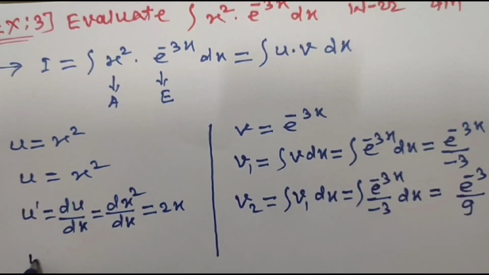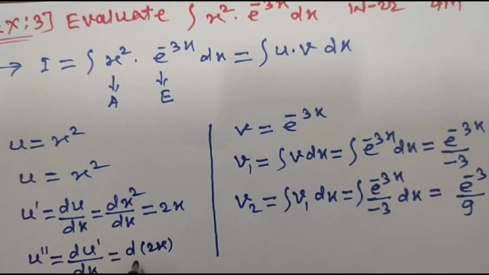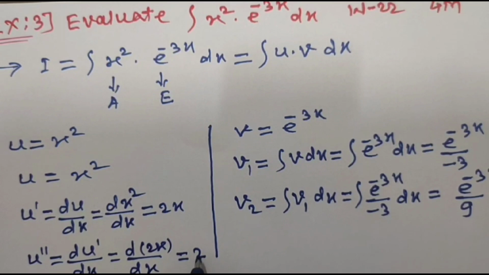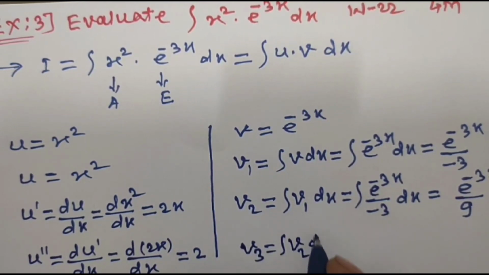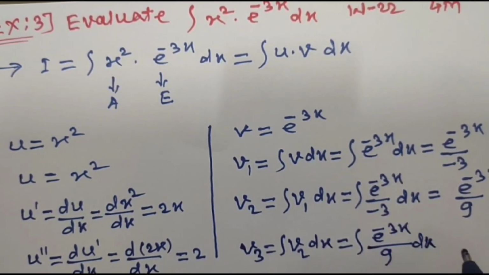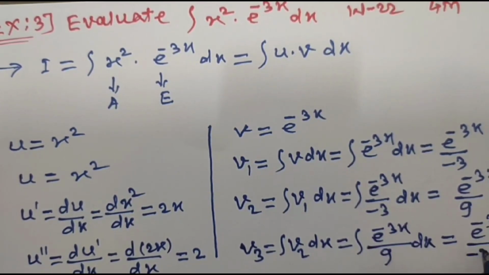Now u double dash is equal to the derivative of u dash with respect to x. So this is equal to the derivative of 2x with respect to x, which is 2. This is a constant number, so up to this, because the next derivative will be 0 due to this constant. Hence v3 is equal to the integral of v2 with respect to x, the integral of e to the power minus 3x divided by 9, and its integral value will be e to the power minus 3x divided by minus 27.